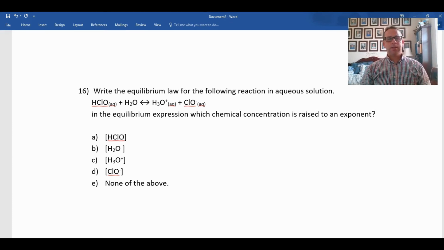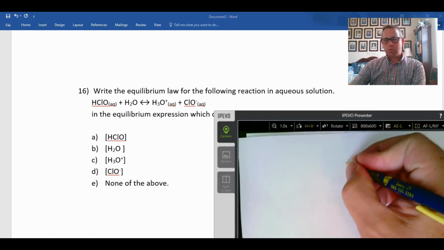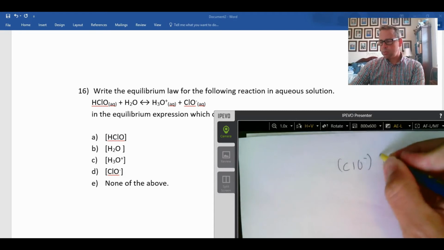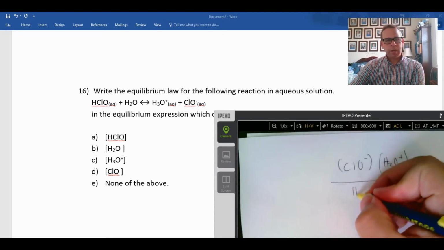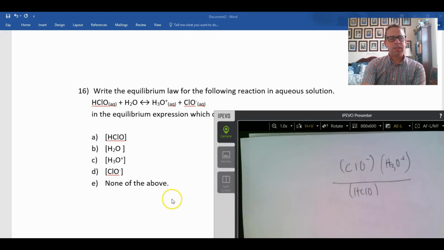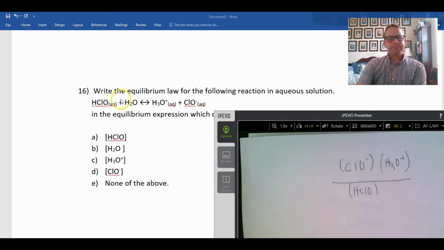The answer is E. In the equilibrium expression, which chemical concentration is raised to an exponent, the K for this reaction is going to be concentration of ClO minus, concentration of H3O plus, over what? Concentration of HClO, and then the water is not included because it is a liquid. All right. So that's it, and none of these are raised to exponents because there's no coefficients here. All right, so E is our answer.